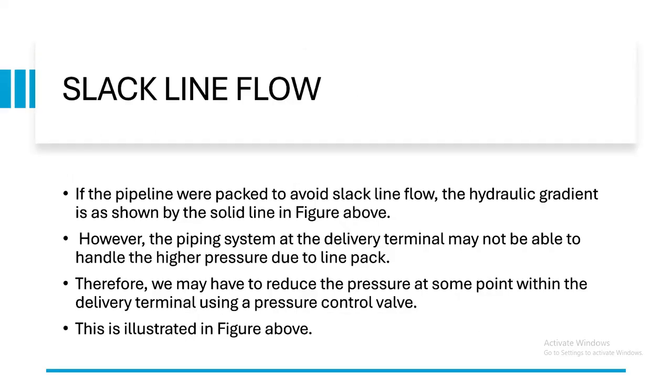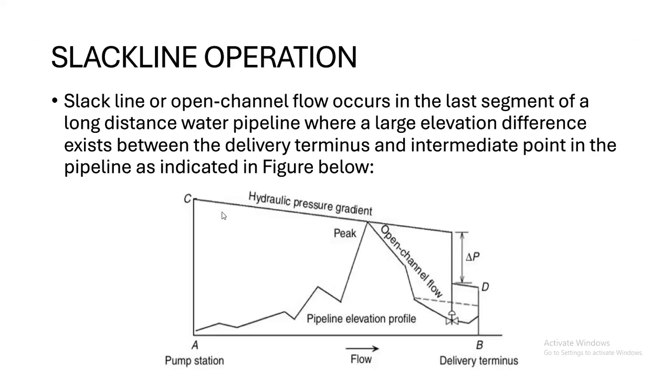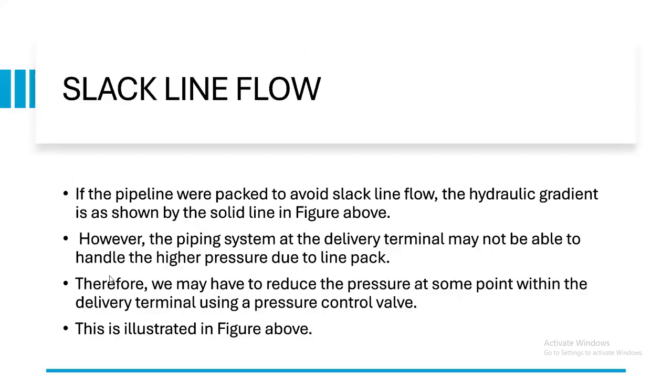If the pipeline were pegged to avoid slack line flow, the hydraulic gradient is shown by the solid line in the figure above. So let's assume we peg it, which means we increase our pressure up to here, so our hydraulic line will be straight like this until it joins this line. Because now, you see, our pressure is low. But if you increase it up to there so that we have this back pressure, then our line will be tight packed.